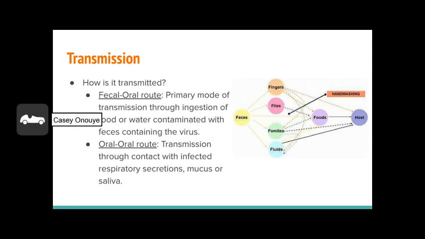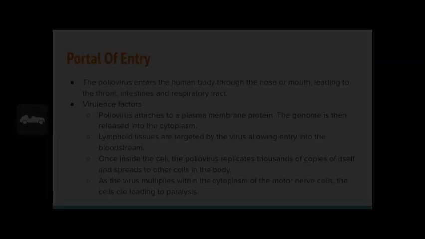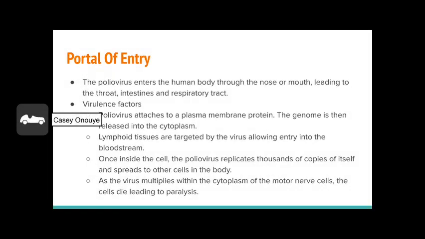The poliovirus is transmitted through two different routes, the first being the fecal-oral route. This is the primary mode of transmission through ingestion of food or water contaminated with feces containing the virus. The second is the oral-oral route. This is transmission through contact with infected respiratory secretions, mucus, or saliva. The poliovirus enters the human body through the nose or mouth, leading to the throat, intestines, and respiratory tract.